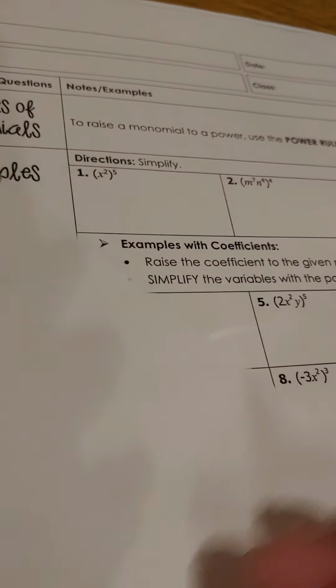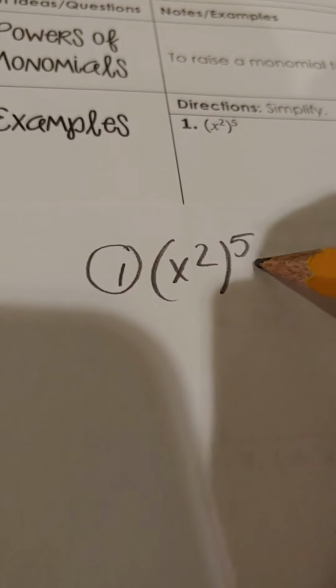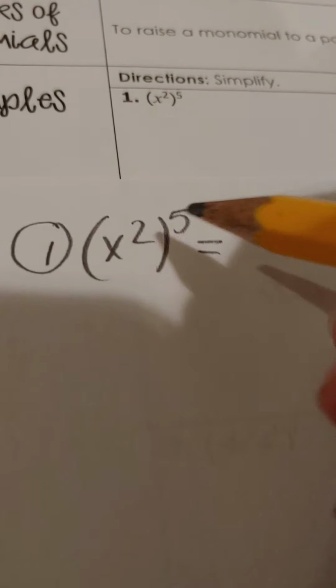So let's do number 1. Okay, so number 1 is x squared and then raised to the 5th power. So we're using the power rule. 2 times 5 is 10, so it's x to the 10th power. And this is our final answer. Number 2.